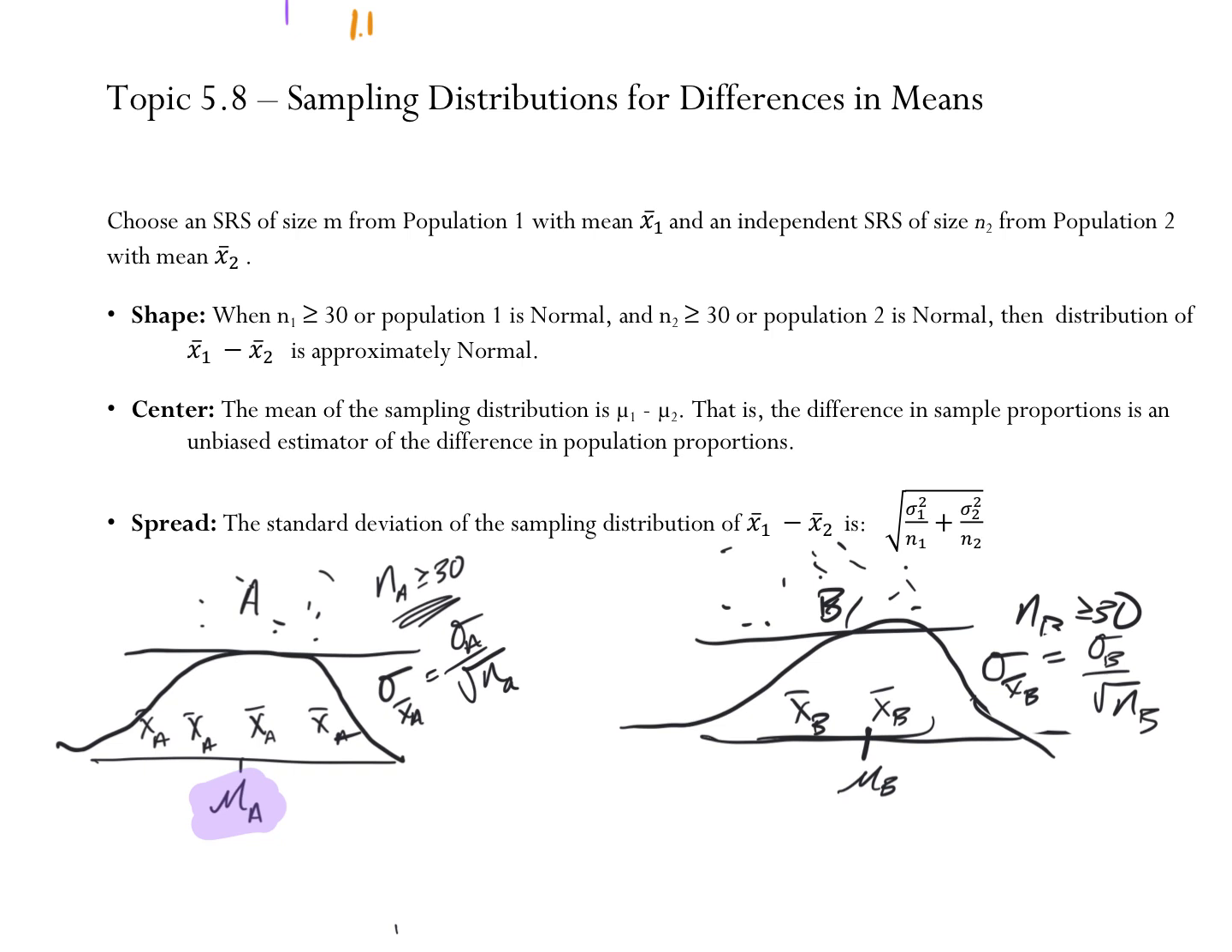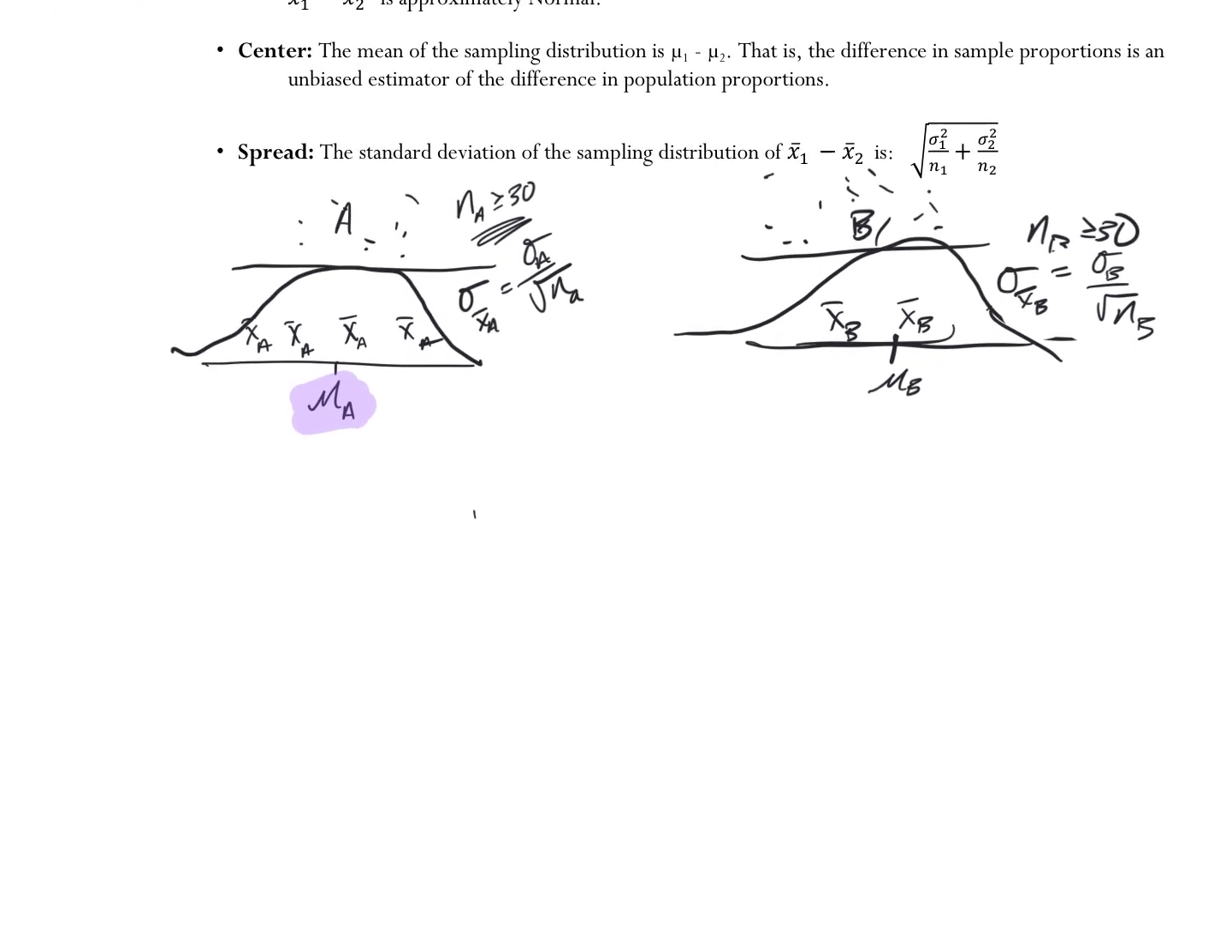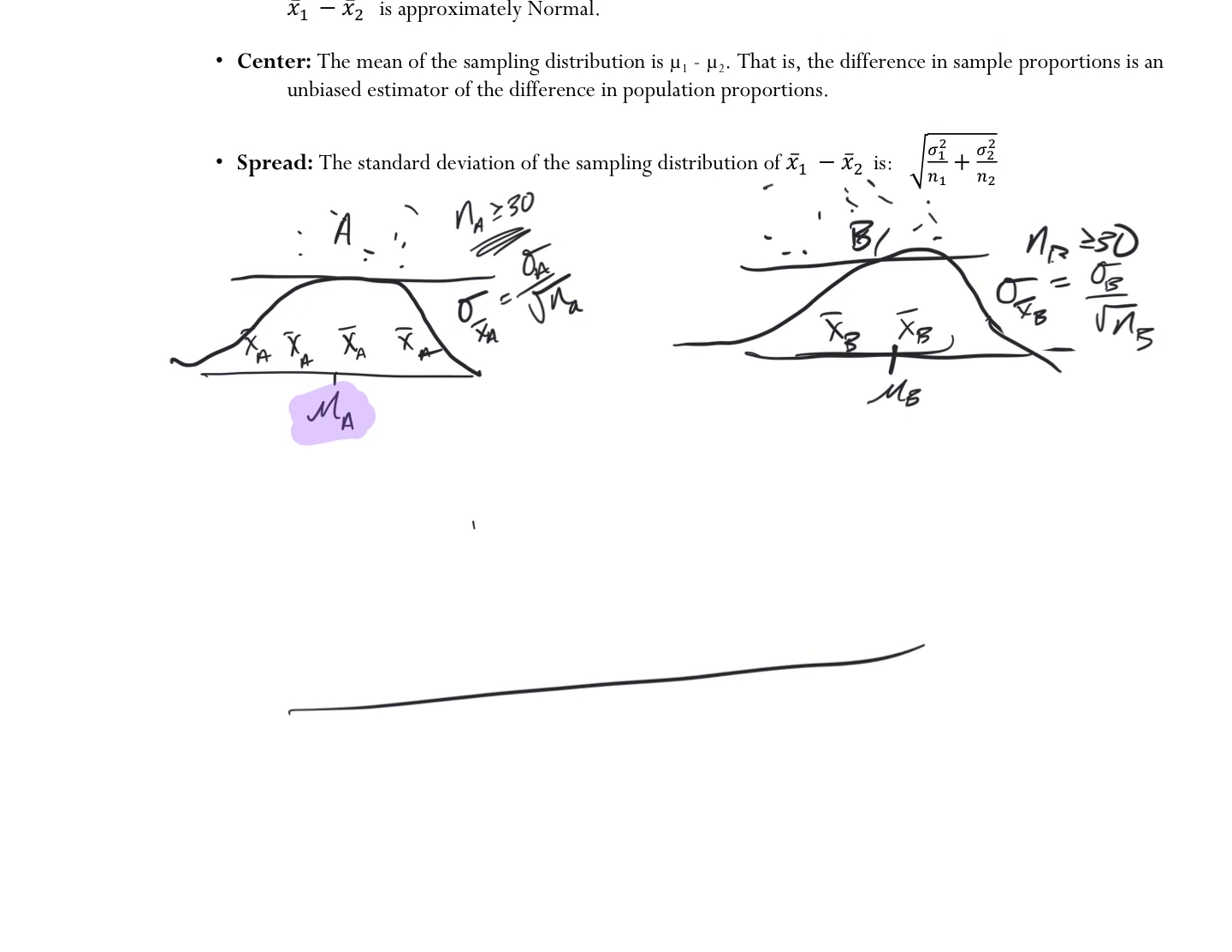So if I want to compare the samples from two different populations, I want to think about the distribution where this one point in this distribution, like this point right here, is a difference from the sample I took from A and the sample I took from B.